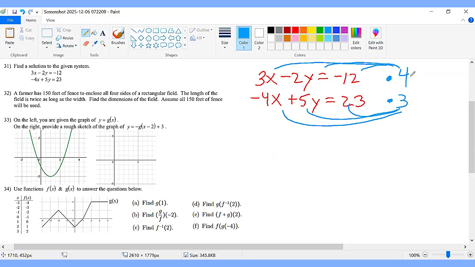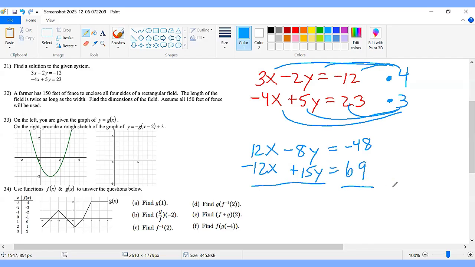In the top, distribute everything with a 4. That'll become 12x minus 8y equals -48. In the bottom, distribute the 3: minus 12x plus 15y equals 69. The whole point of having done this is that now these x's cancel. If you add them, they cancel. Combine the y's, that'll be 7y. Combine the constants, that'll be 21. And so 7 times y is 21. Divide by 7, and we've discovered that y is 3.